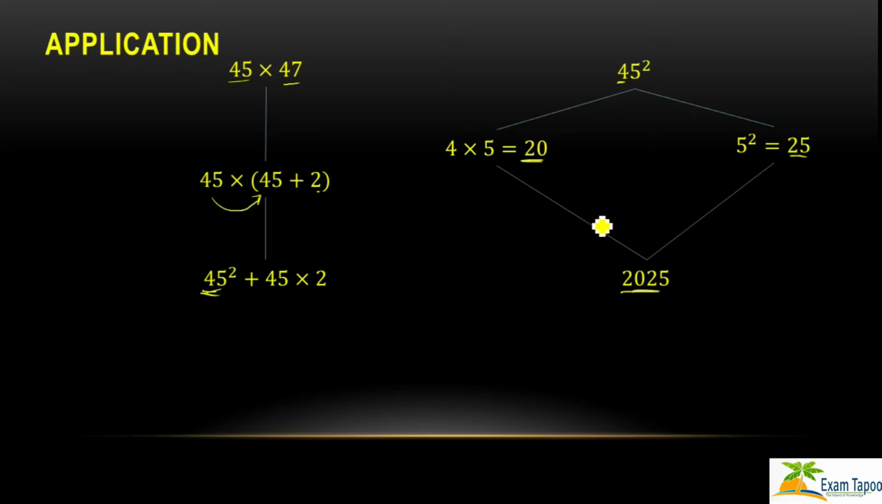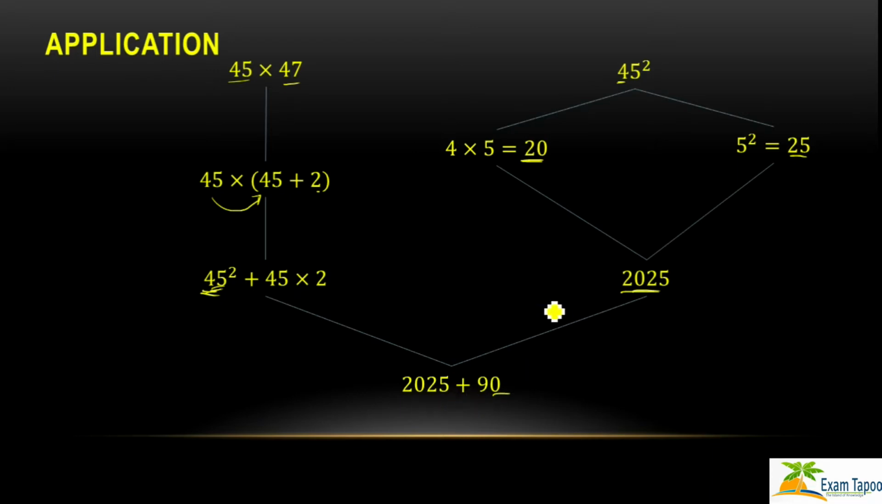It means in place of 45 square, what I can write is 2025. So it will become something like this. In place of 45 square, I have written 2025, and plus now 45 times 2. 45 times 2 is easy to calculate. You can just double 45, add 45 to it, and you will get 90. Okay. So 2025 plus 90, you have to add this number. Now how are you going to add this? How can you add this mentally? How is it possible for you?